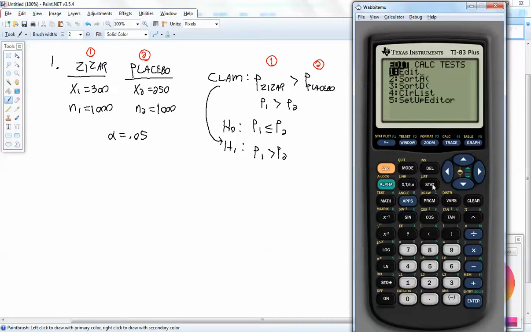Okay, so I'll do stat, go over to tests. I want 2-prop z-test, which looks like number 6. I can either just type 6 to go to it directly or down arrow to it and press enter on it.